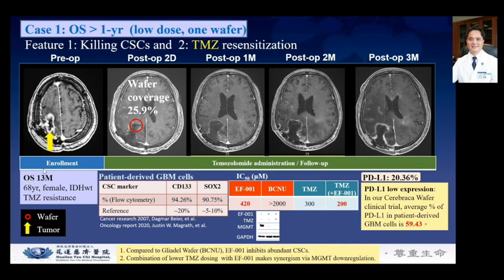This patient had an overall survival of 13 months, was 86 years old, IDH wild type, and temozolomide resistant, because this patient's GBM cells contain 94% CD133 positive stem cells. Also, SOX2 positive cells in these GBM cells are over 90%. For reference, in non-resistant, non-wafer-resistant cases, it is around 20%, and SOX2 positive cells are 5 to 10%, but in this case, more than 90%.